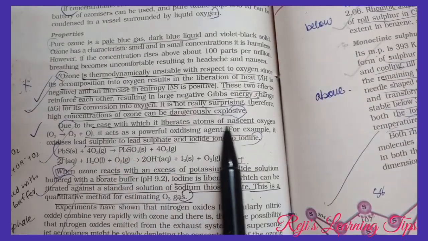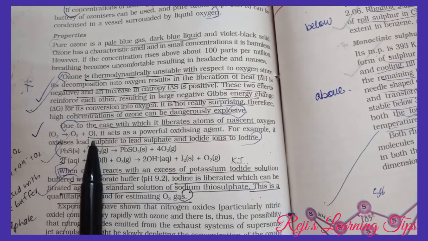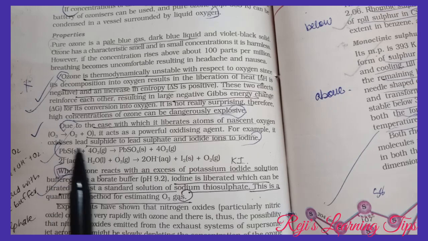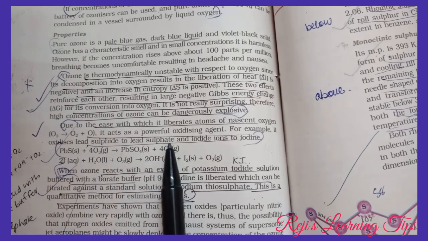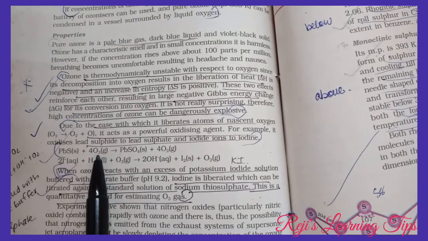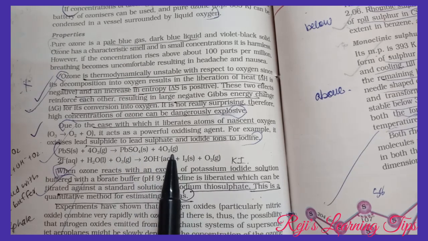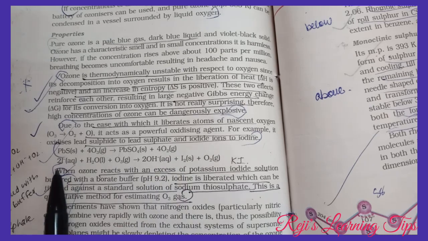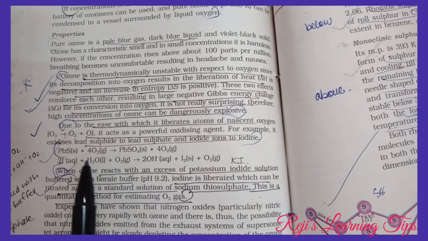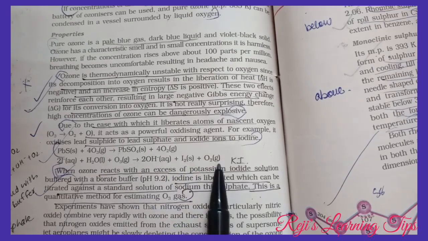Due to the ease with which it liberates atoms of nascent oxygen, ozone undergoes decomposition to form O2 plus nascent oxygen. It acts as a powerful oxidizing agent. For example, it oxidizes lead sulfide to lead sulfate and iodide ion to iodine. PbS reacts with ozone, we get PbSO4, lead sulfate, plus oxygen. 2 iodide ions, 2I minus, react with ozone in the presence of water, and we get iodine plus 2OH minus plus O2.